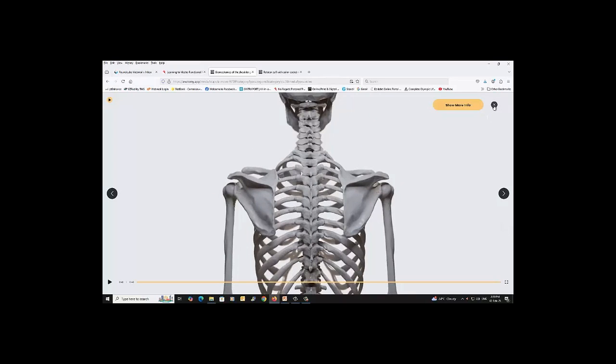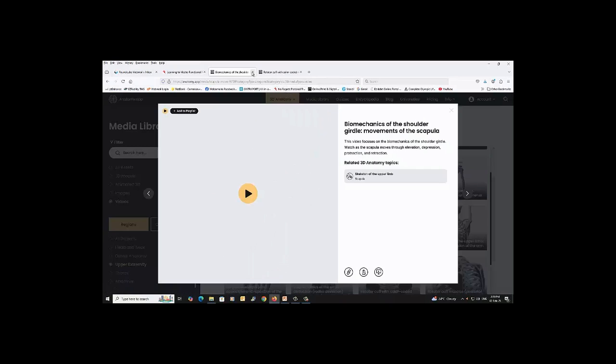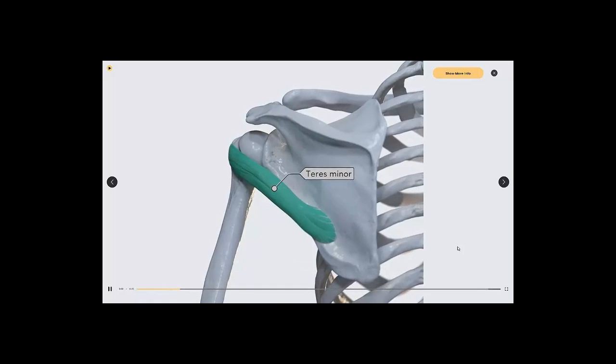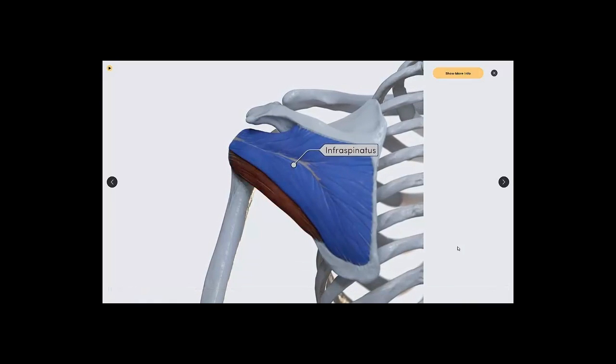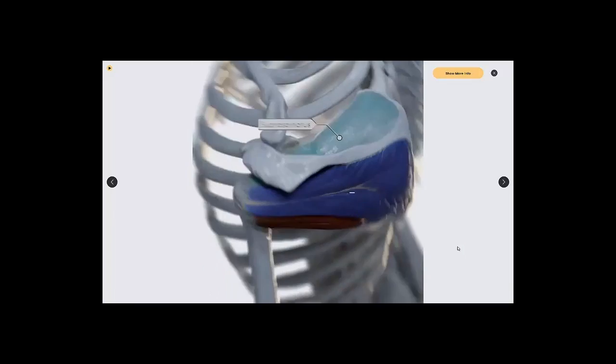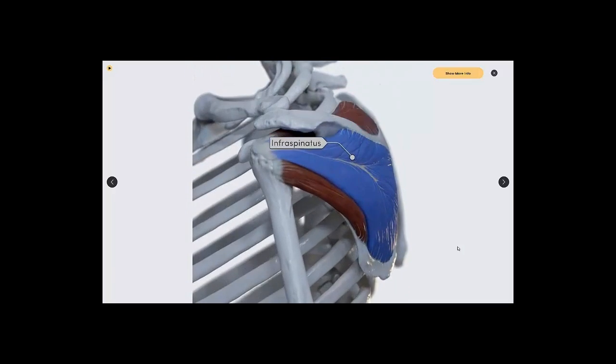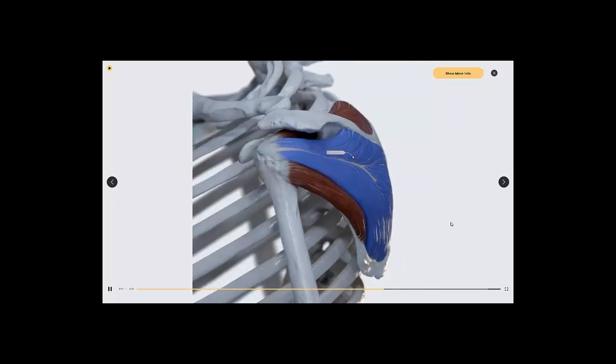These are all great examples of what happens with the shoulder and why the scapula is so important. So let's have a look at the rotator cuff. So here's the rotator cuff: the teres minor, the infraspinatus, the supraspinatus, which is the one that's often injured, and then the fourth one being the subscapularis, which you'll see in a second, which is on the inner part.